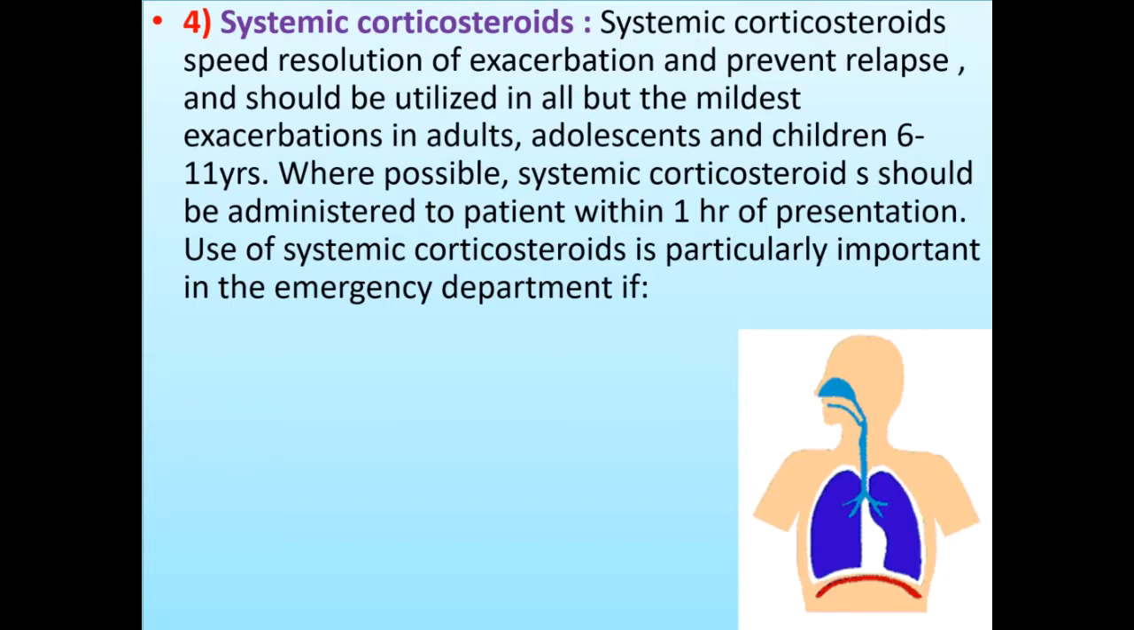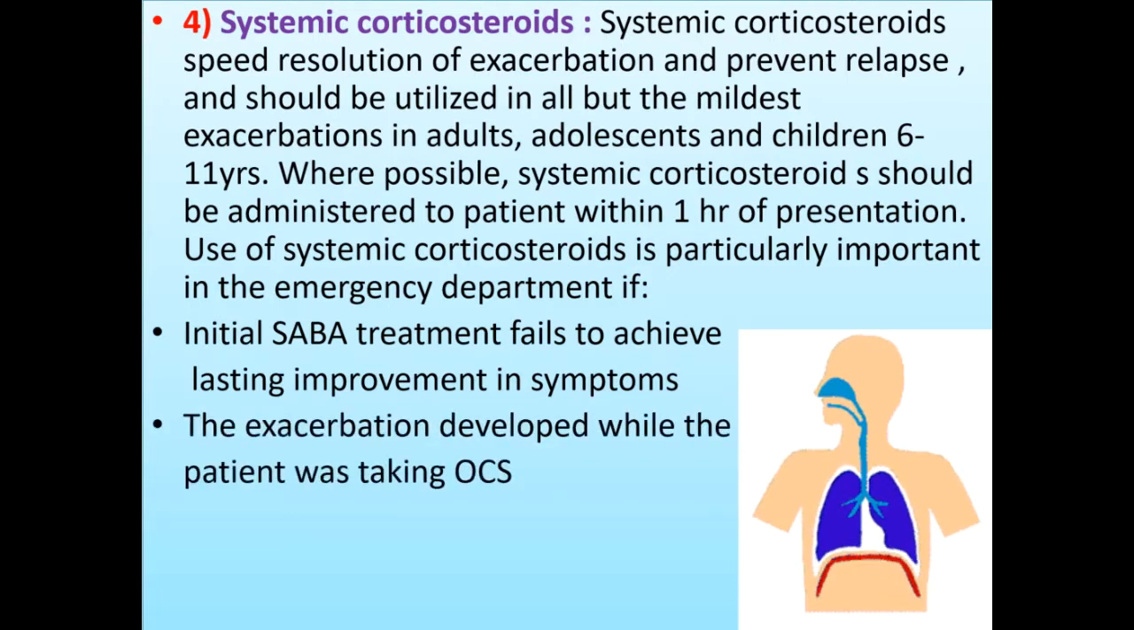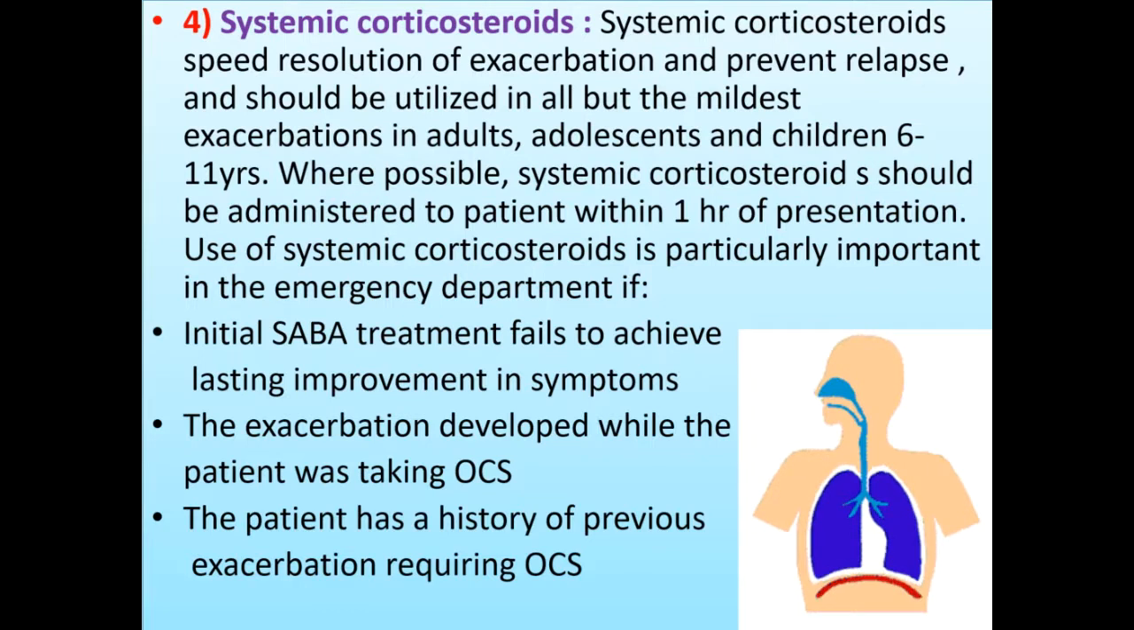4. Systemic corticosteroids. Systemic corticosteroids speed resolution of exacerbation and prevent relapse, and should be utilized in all but the mildest exacerbations in adults, adolescents and children 6-11 years where possible. They should be administered within 1 hour of presentation. Their use is particularly important in the emergency department if initial SABA treatment fails to achieve lasting improvement in symptoms, the exacerbation developed while the patient was taking OCS, or the patient has a history of previous exacerbation requiring OCS.